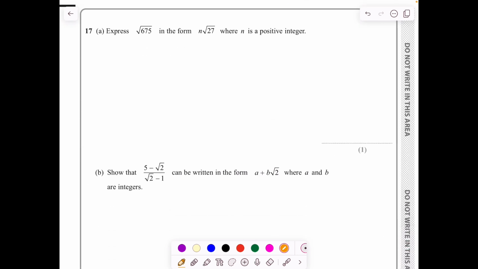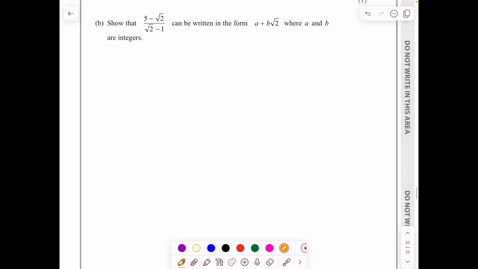Okay, express this in the form n square root 27. That gives you a massive clue. It shows you that 27 must go into 675. So you can use your calculator and do 675 divided by 27, and it will show you that the square root of 25 times the square root of 27 gives you the square root of 675. Let's tidy it up. We know the square root of 25 is 5. So 5 square root 27 in that set.